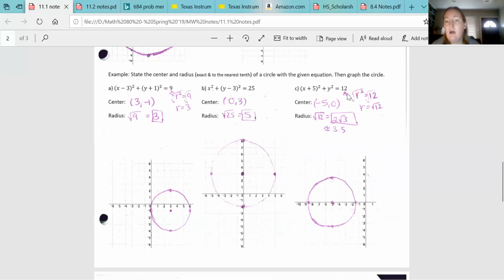Part C, this one is going to be (-5, 0), and the radius is going to be the square root of 12, which we can simplify as 2 root 3. When we go to graph it, we'll think of that as about 3.5, the approximation of root 12, or the approximation of 2 root 3, since these are equivalent.